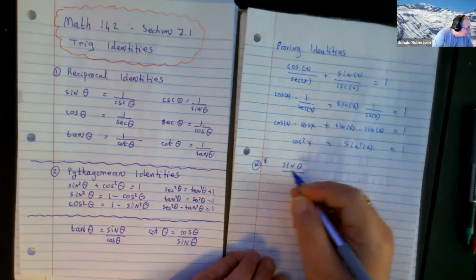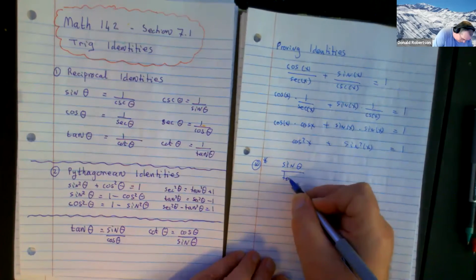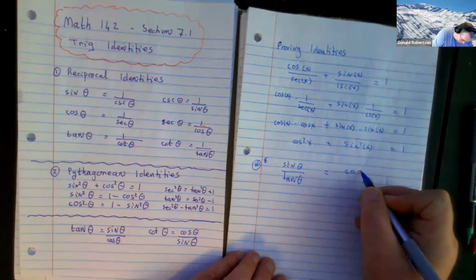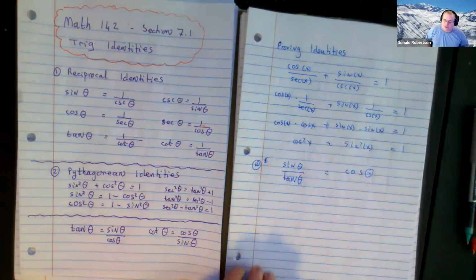Sine theta on the top, tan theta on the bottom, and we have to prove that it's equal to cosine theta.